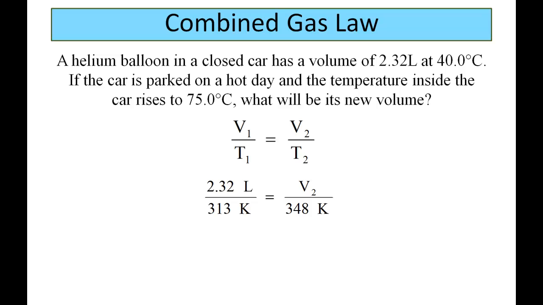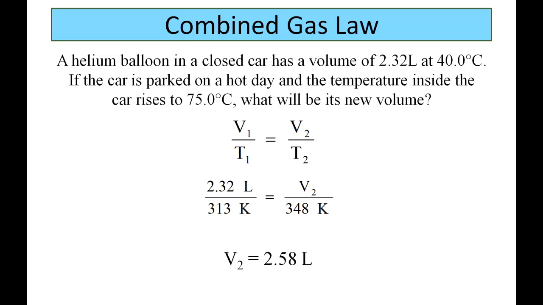When I solve for volume 2 in this case, I get 2.58 liters. Notice the volume is in liters because the volume on the other side of the equation is in liters. And let's look. When the temperature went up, the volume went up. A direct proportion because they're on top of each other in the equation.